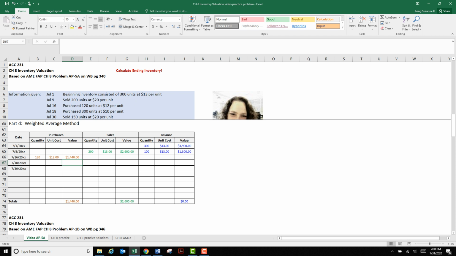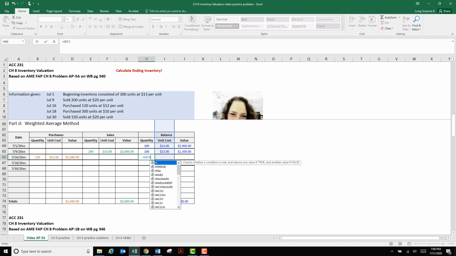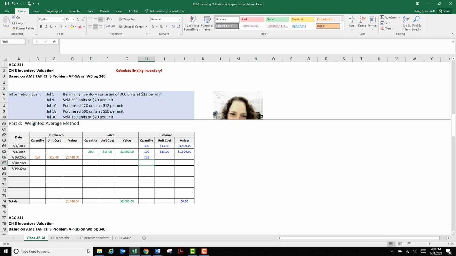Now, how many are left over here? What's going on here with our ending balance? And this is where it's going to be a little different for this method. Now we're going to look at total quantity. We had 100 and we added 120, so now we're at 220. So 100 plus 120. We've got 220 units total. And our total value is 1,300 and 1440, so we're going to add those up.